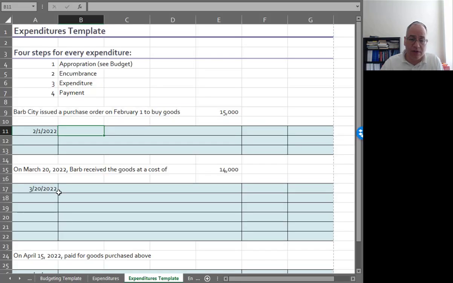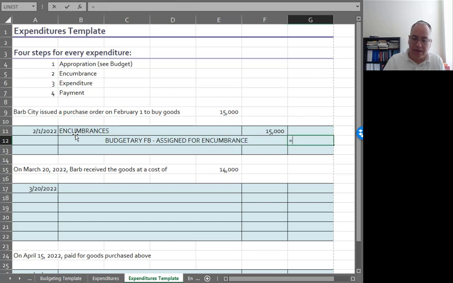And the way that this would look is you would debit the account Encumbrances. It's going to be capitalized because it's a budgetary account. And you're going to credit Budgetary Fund Balance Assigned for Encumbrances. And I just abbreviate fund balance FB. Like so. It would be for the amount of the purchase order.